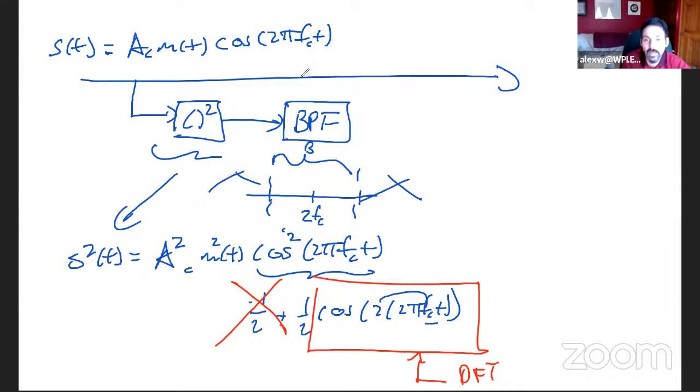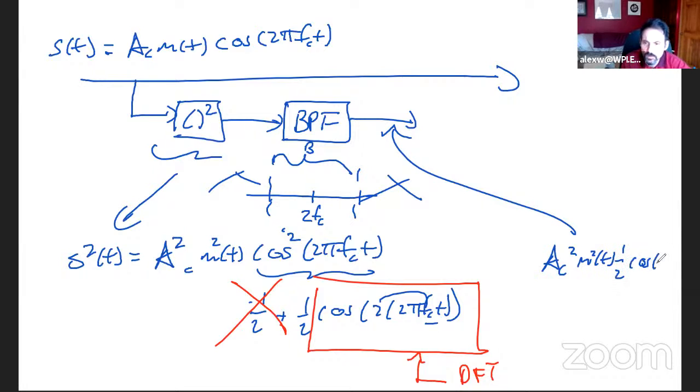So what we'll get at the end of the day is Ac squared m squared of t cos 2 pi fc of t. That's what we want. Okay? So then after that, what's the next step?